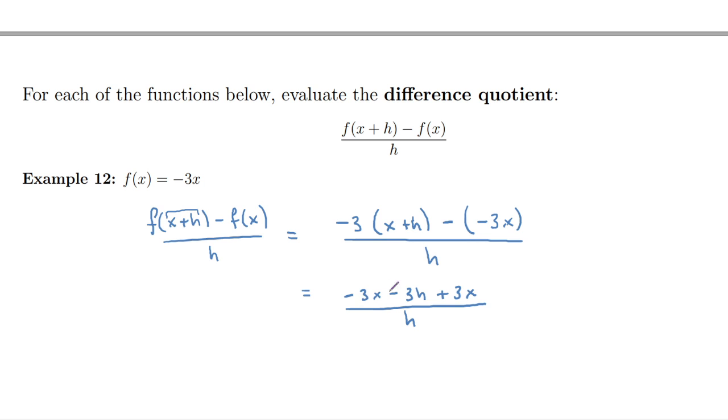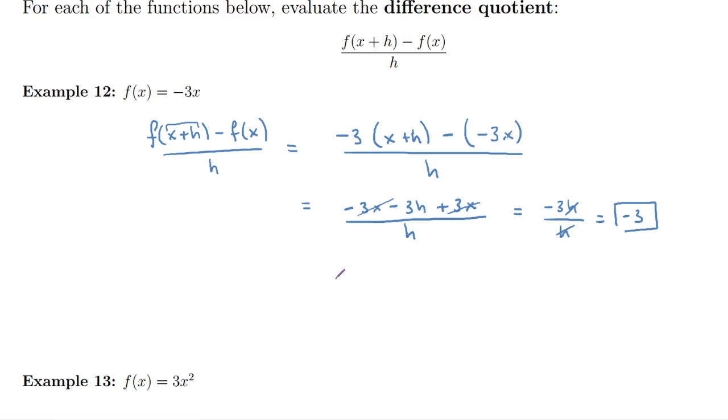Now notice the 3x's are going to cancel here because I have negative 3x and positive 3x. So these two terms go away, and you're left with just negative 3h over h. And now you can do some reduction because I have an h in both the numerator and denominator as a factor. So I'm left with negative 3. The difference quotient for this particular function simplifies to just negative 3.